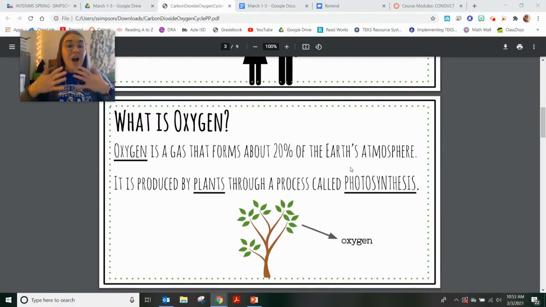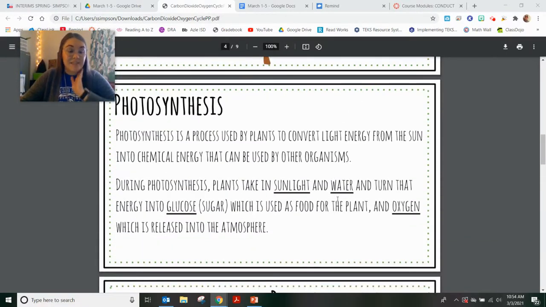So what's oxygen? Oxygen is a gas that forms about 20% of Earth's atmosphere, and it is produced by plants through a process called photosynthesis. So we breathe in oxygen, we let out carbon dioxide. Photosynthesis, that is what plants go through in order to make our oxygen. Photosynthesis is a process that is used by plants. They convert light energy from the sun into a chemical energy that can be used by other organisms. So during photosynthesis, plants take in sunlight, they take in water, and they turn energy into sugar, which is used as food for the plant, and oxygen, which is released into the atmosphere.